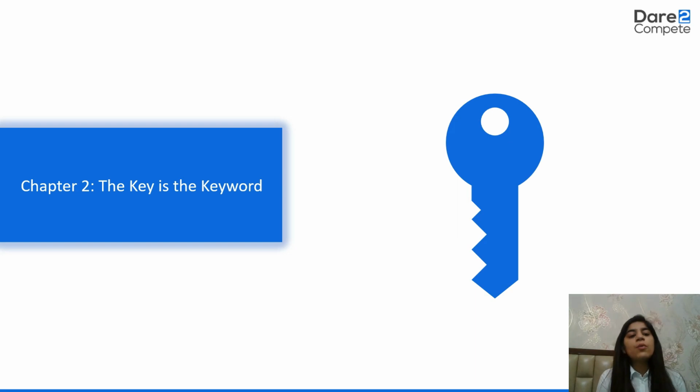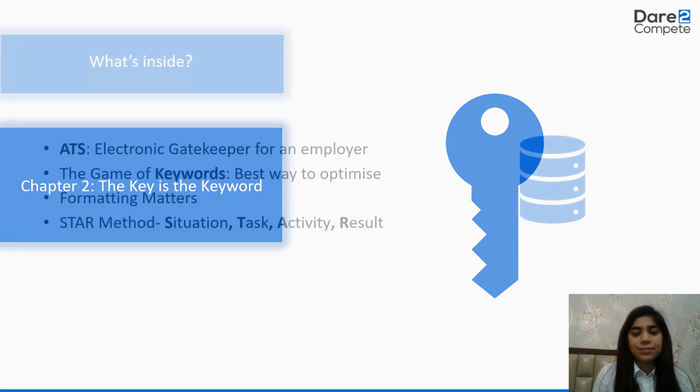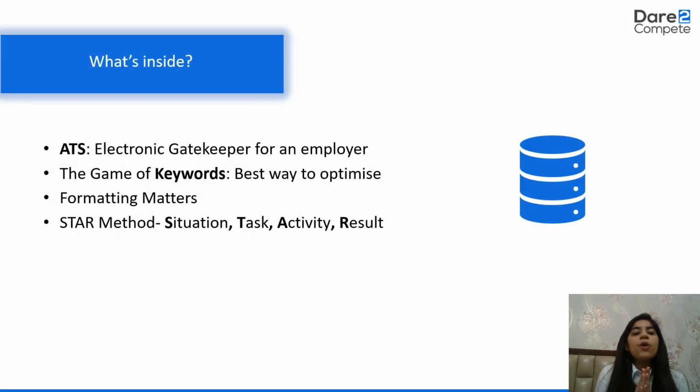So today I'll walk you through chapter number 2. The key is the keyword. Here we'll talk about how keywords are very important while designing your CV. So what would we talk about in this particular module? First thing is ATS, which is the electronic gatekeeper for an employer. This is an electronic gatekeeper which helps employers in shortlisting the CVs.